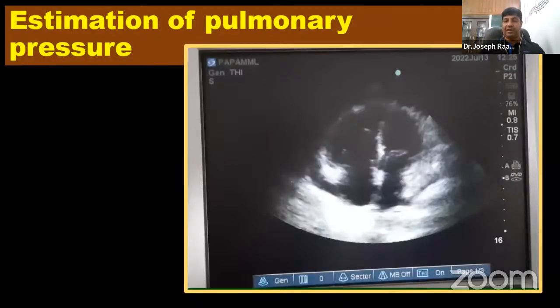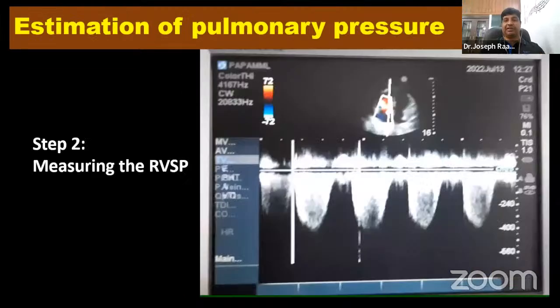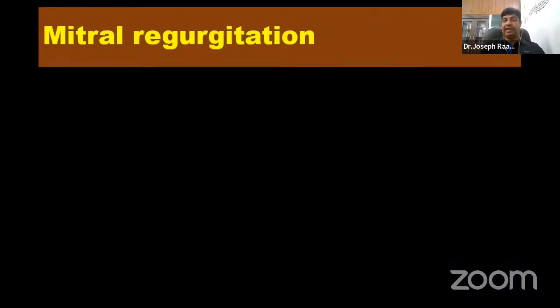Then, of course, for the pulmonary hypertension, which I have already discussed, how to calculate this, at the end you know whether the patient is in sinus rhythm, and also whether the pulmonary pressures are elevated or not.